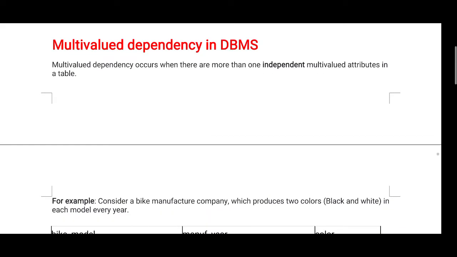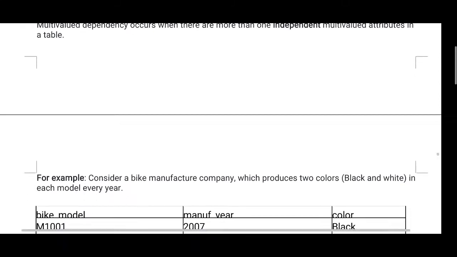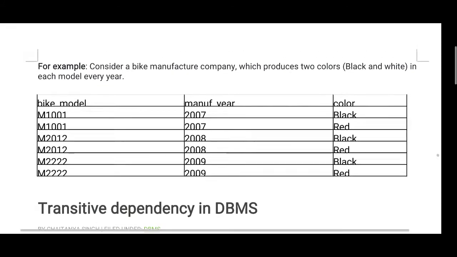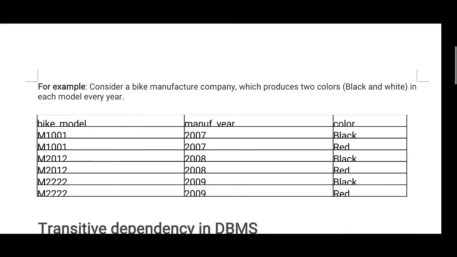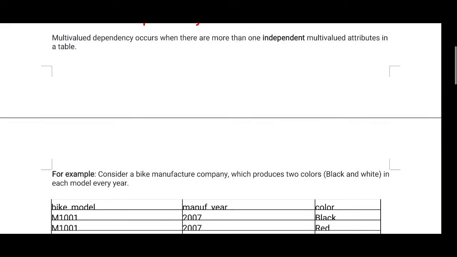What is multi-value dependencies? Multi-value dependencies occurs where there are more than one independent multi-valued attribute in a table. For example, bike model, manufacturing year, and color. Consider the bike manufacturer company which produce two colors, black and white, in each model every year. Here we have a multi-value dependencies.